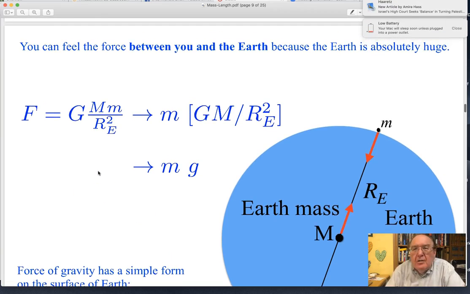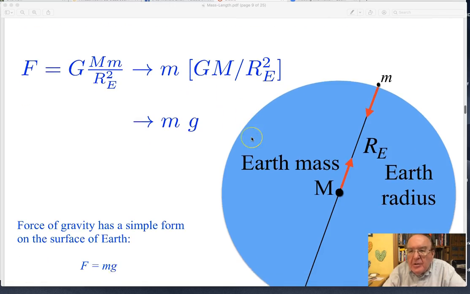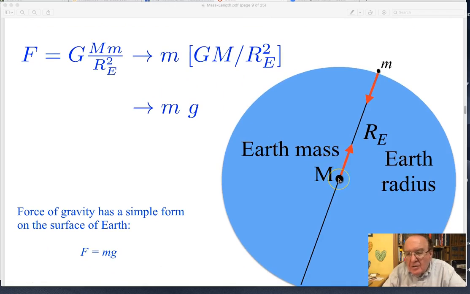So this formula here can be simplified by separating out everything but the little mass of the person. Here's a picture of the Earth. It has a mass M. You can consider it concentrated at the center. The Earth has a radius r sub e. So the actual force equation is the mass of the Earth times your mass, and you're on the surface of the Earth, your distance of r sub e away. And so you can factor out your mass, the little m, and all the rest of it becomes little g.